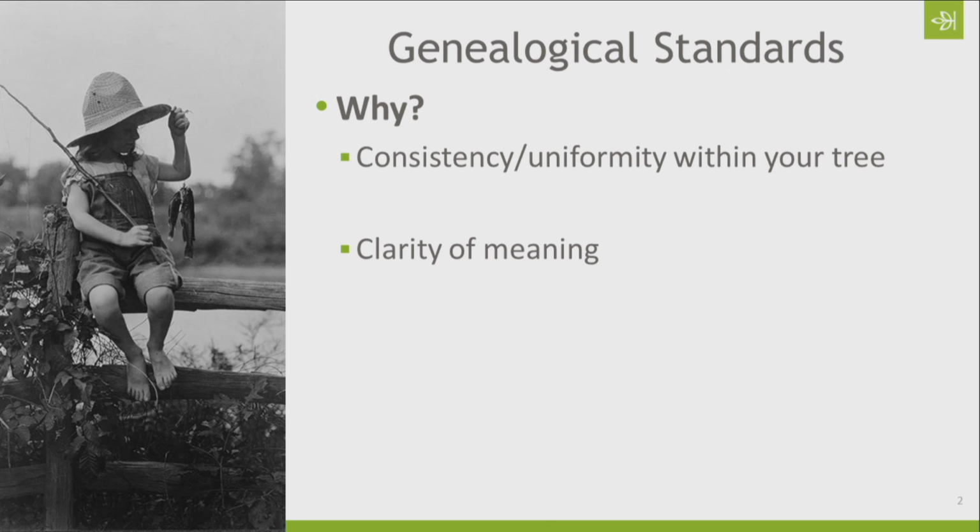Another reason for the genealogical standards is for clarity of meaning. And this is particularly important for all 3 of the standards we're going to talk about today. When we talk about naming standards, it needs to be clear what you mean by that name, and you'll understand that a little bit more in just a minute. Dates can be unspecific if we don't follow the standard, or they might mean one thing in one part of the world and something else somewhere else.